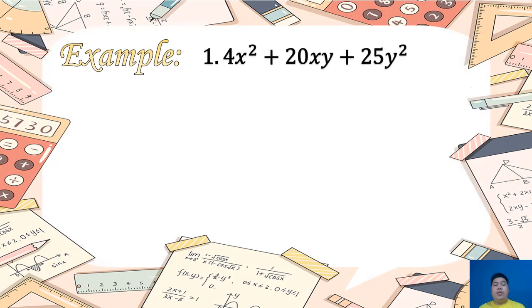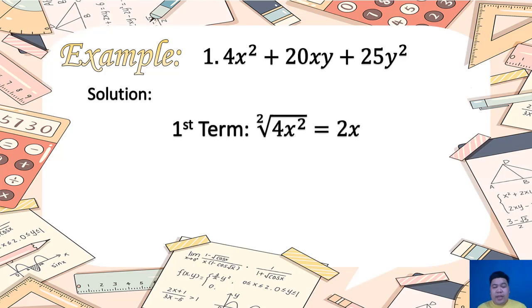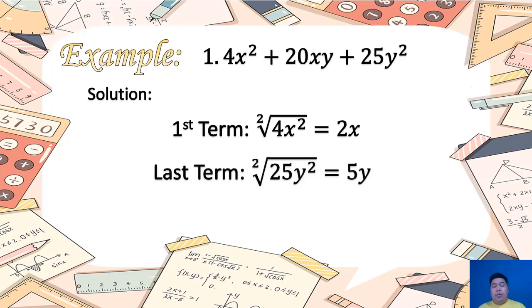In example number 1, we have 4x squared plus 20xy plus 25y squared. Here's our solution. First, get the factor of the first term, which is 4x squared. So, the square root of 4x squared is 2x. Then, the square root of the last term, which is 25y squared, is 5y. Now, you will see that the sign is all positive, then we will use the addition sign. Our final answer here is (2x + 5y) squared.